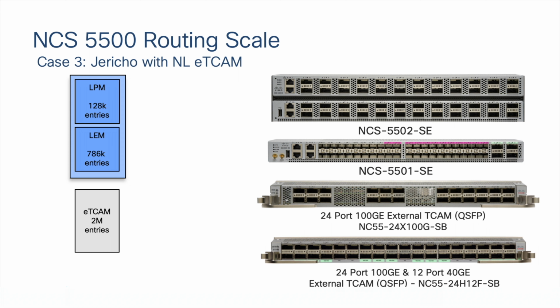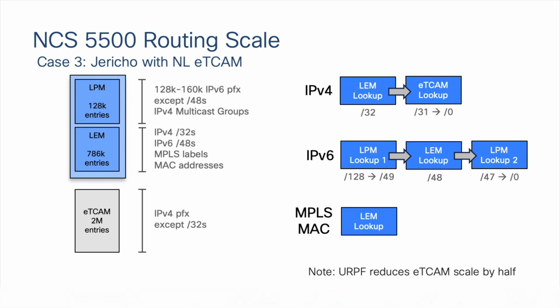Third case, we consider systems with Qumran or Jericho MPU with NetLogic eTCAM. Here, we will use eTCAM for all IPv4 routes except the /32s. We will use LPM for all IPv6 routes except the /48s and the multicast groups, and we will use LEM for IPv4/32s, IPv6/48s, and MPLS labels and MAC addresses.